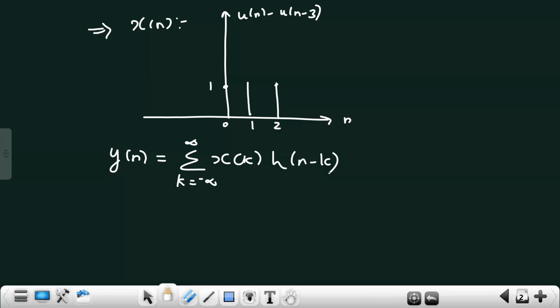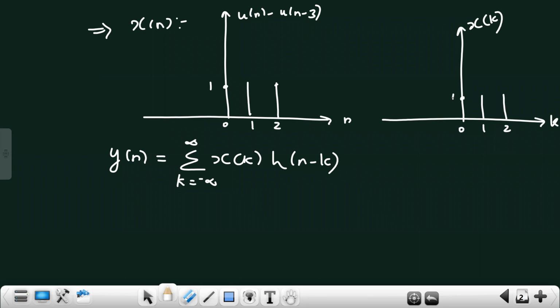Since you have plotted x of n here, how are we going to plot x of k? Just by replacing n with k, that is all. Instead of x of n, you can write x of k. So in the x-axis it will be k, and in the y-axis it will be x of k, and the same samples you are going to represent over here. So this is x of k. Let it be figure number 1.